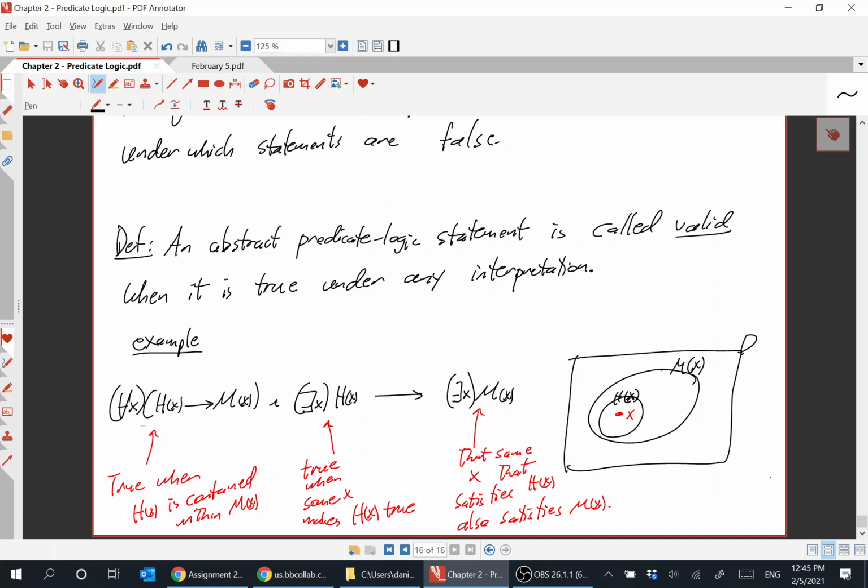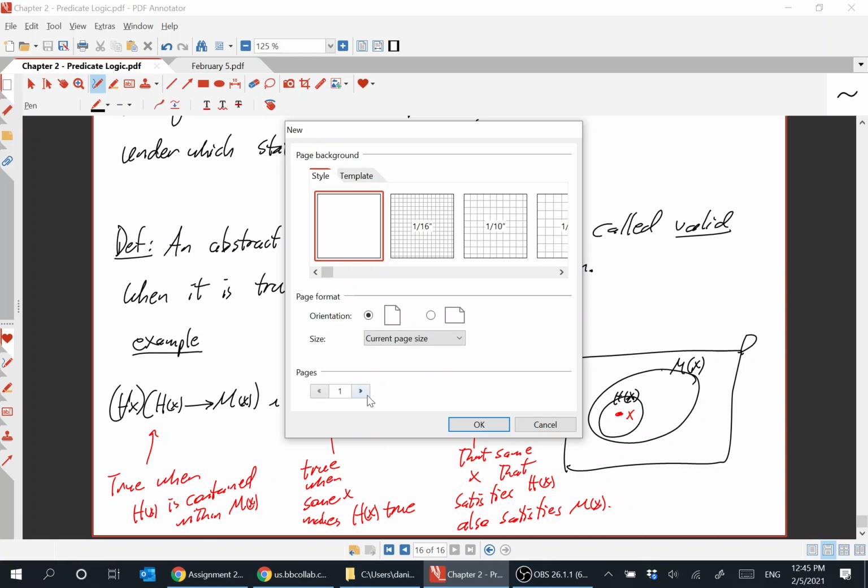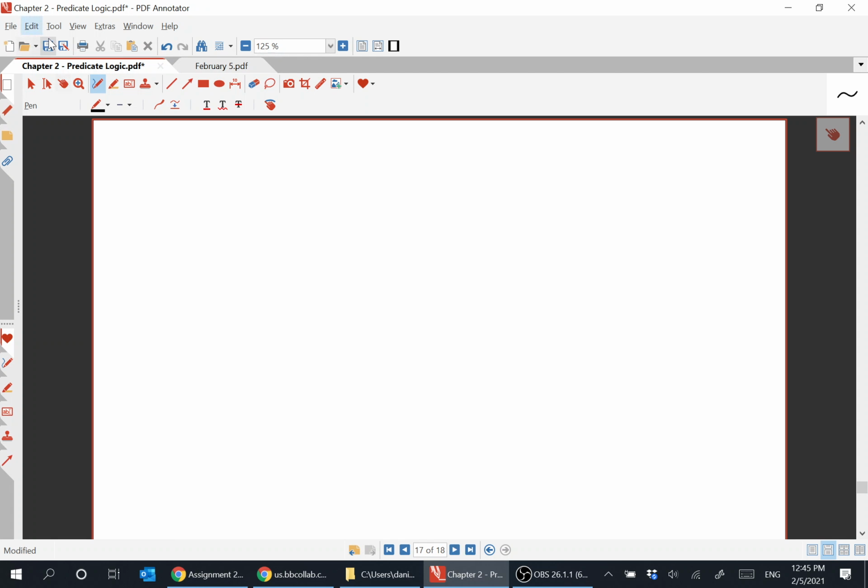Just one example there, a more complicated example than what we're going to be concerned with. The only one really we're concerned with is the following, and it's called De Morgan's laws for predicate logic.